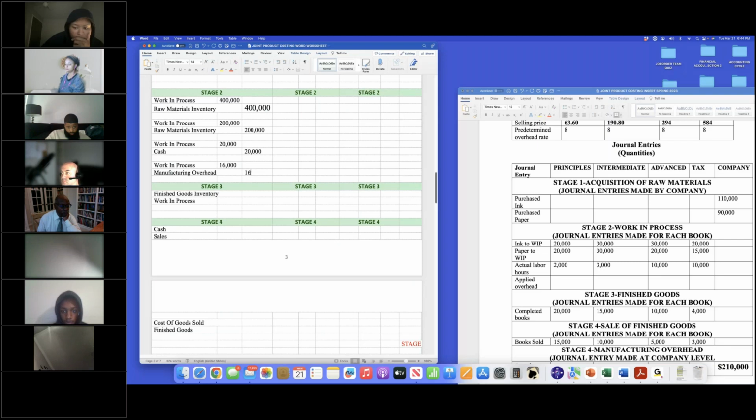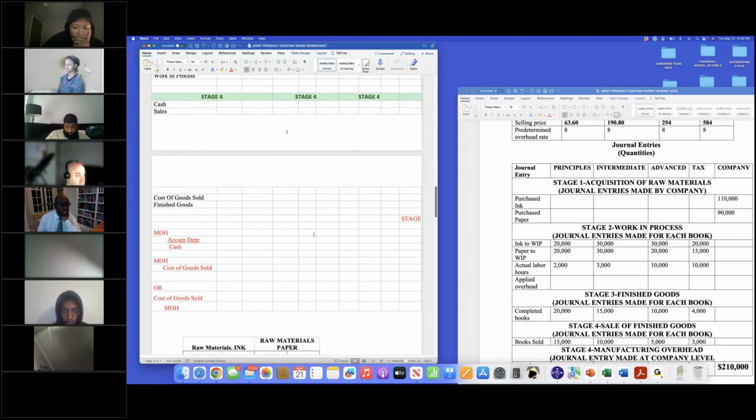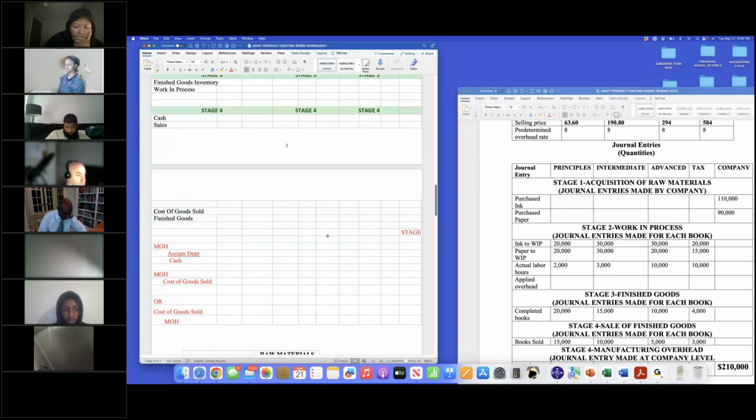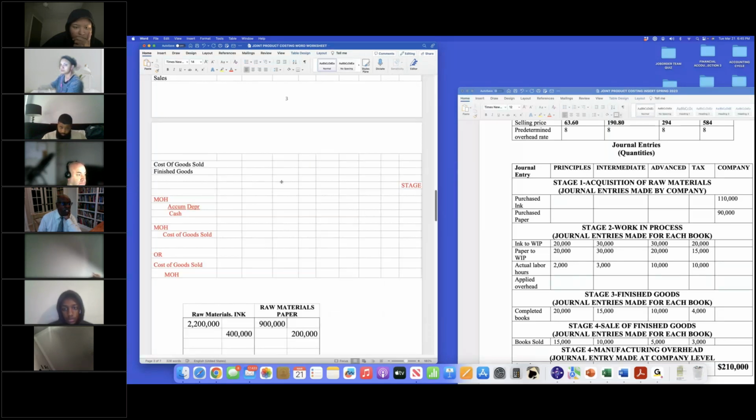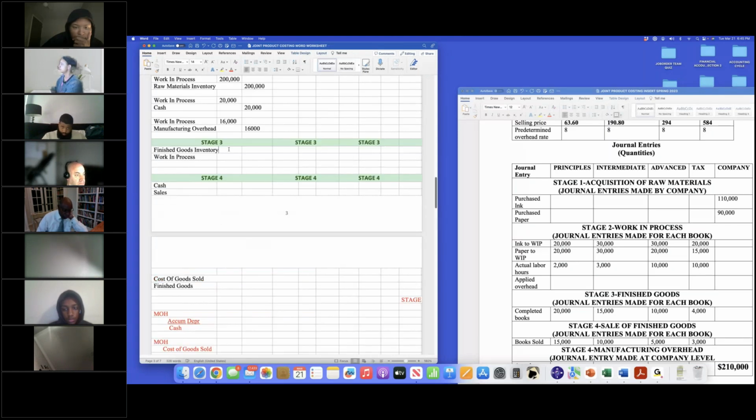So now we've got to go through and post these. That's 20,000 and 16,000. So the total cost in work in process for principals is how much? What's this total cost going to be? We add all of these up. 636,000. So we made all the books, so we know that we're going to transfer all 636 out. We're going to debit finished goods for 636, and we're going to credit work in process for 636.